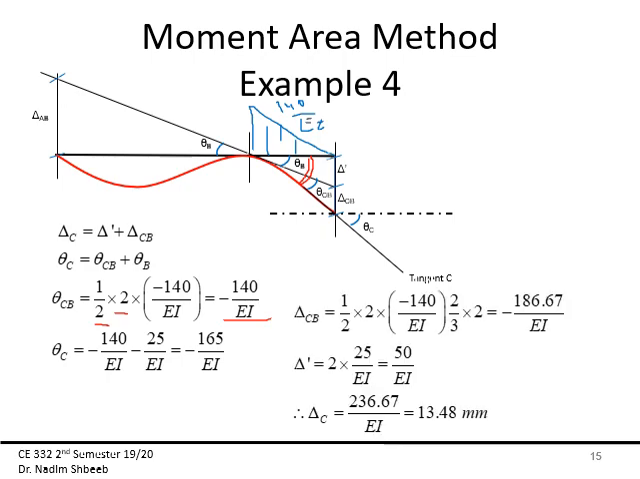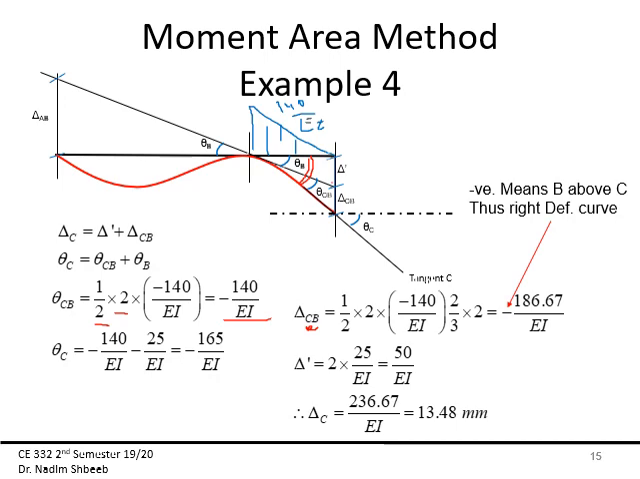Now delta CB, on the other hand, is going to be 1/2 times 2 times 140 over EI, again negative value, 2/3 because this is now the moment about C, and the value is 186.67 over EI. So since it's negative, then B is above C. Again, this is correct here. This is the tangent at B, and this is the value at C. So again, my deflected shape is correct.